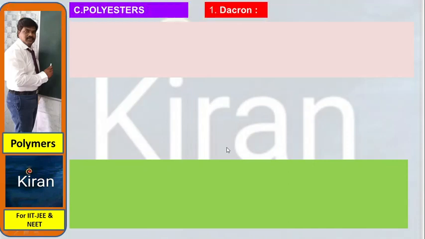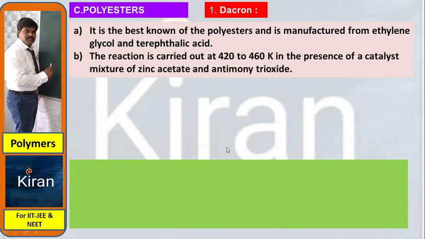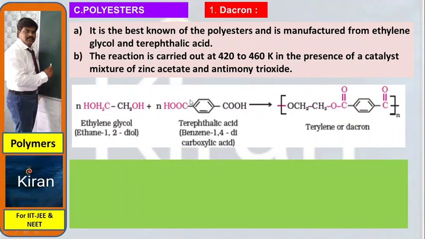Polyesters. We have Dacron as an example. It is the best known of the polyesters and is manufactured from ethylene glycol and terephthalic acid. The reaction is carried out at 420 to 460 Kelvin in the presence of a catalyst mixture, zinc acetate and antimony trioxide. So this is about the terylene preparation. It is obtained from two monomers, one is ethylene glycol, another one is terephthalic acid.